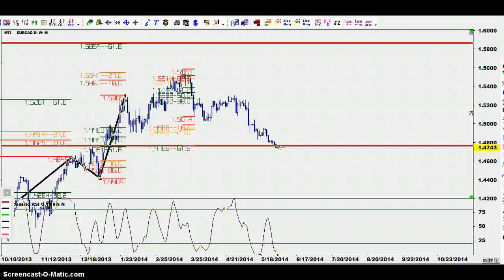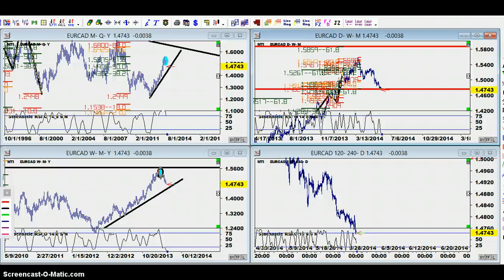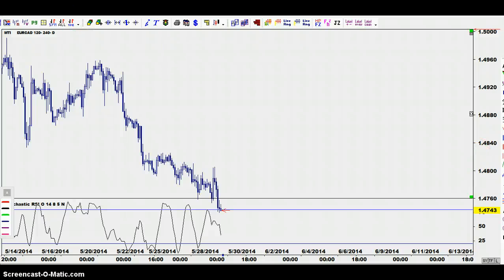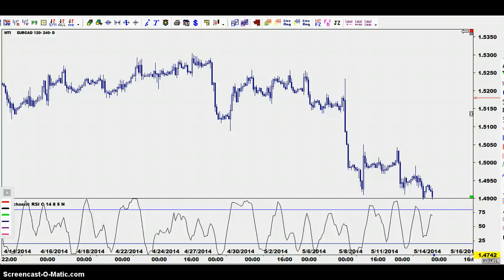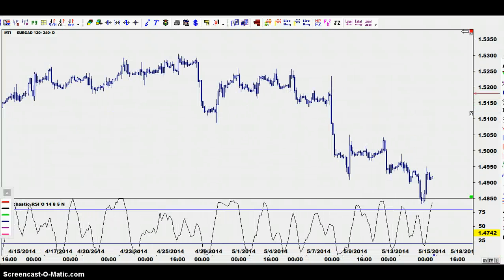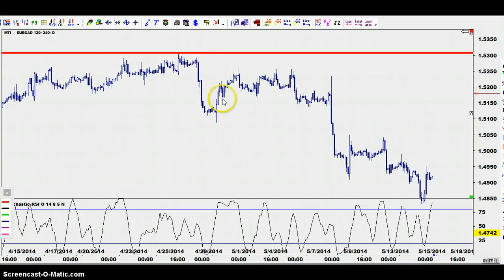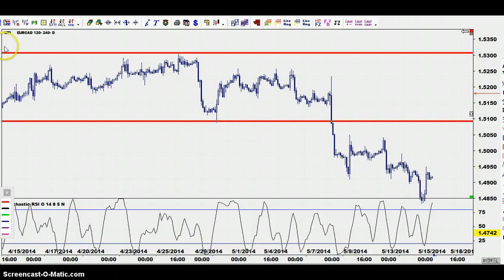Stochastics is looking like it's going to be turning around soon. It's in the oversold zone. All right, so guys, we're looking for an up move on that EuroCAD. All right, so let's run down this. There we go. All right, let's go look to see where our downs are going.